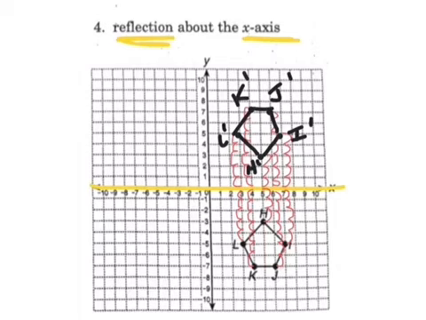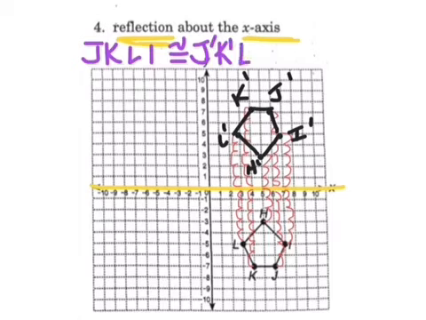Okay, finally let's write our congruency statement. These pentagons are the same size and the same shape. JKLI is congruent to, so equals with the squiggle, congruent to J prime, K prime, L prime.